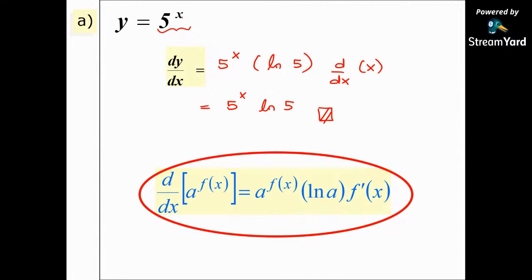So this is our final answer for A. Differentiating 5 to the power of x, again, simply copy down the exponential. So we got 5 to the power of x ln of the base. Since we have 5 as the base, ln of 5. And then differentiating the power, differentiate x, we are going to get 1. Okay, so let us go to the next one.